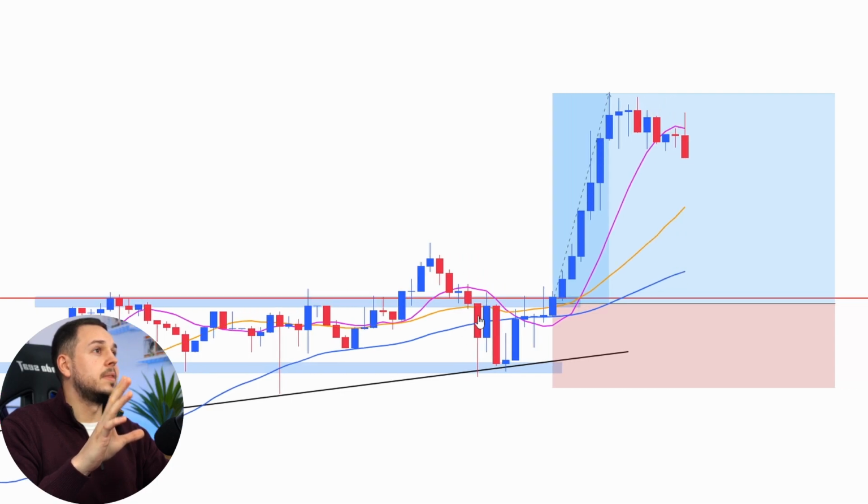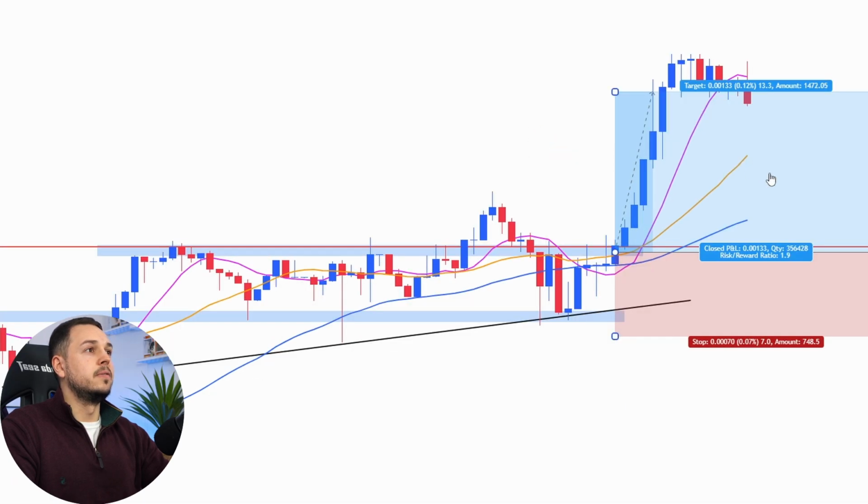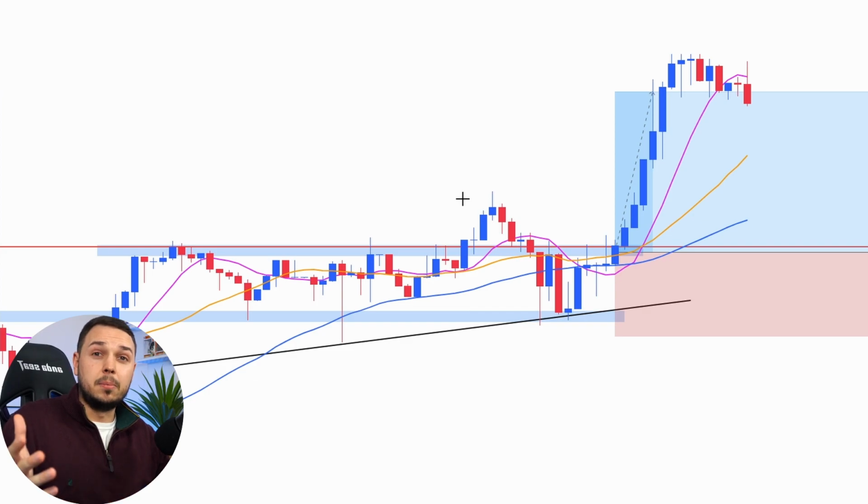So it does dip down, and if you close it off on this candlestick closure just over here, it would have been 13.3 pips, so 1.9 risk reward. So from 1-to-1 risk reward to 1.9, which is pretty damn good, nearly doubled your initial profit level. And this is why I like using the 9 moving average.